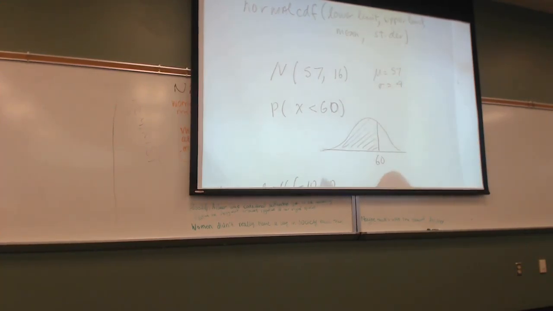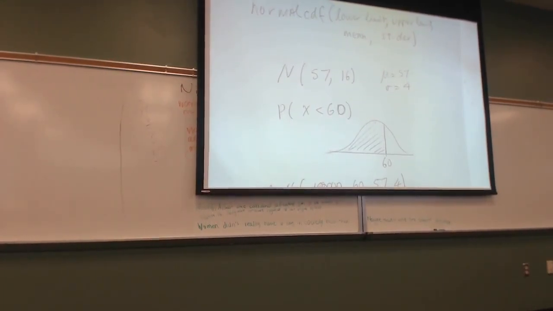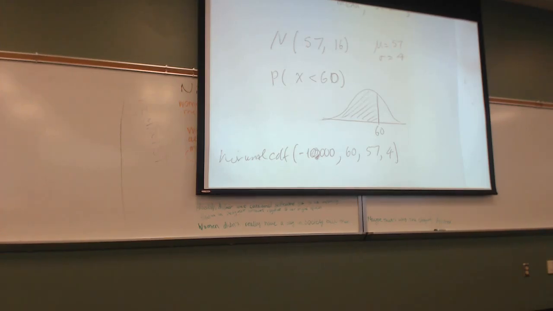So negative 10,000 should be big enough. Negative 10,000. Comma, the upper limit. Upper limit is 60. Comma, the mean, which is 57. Comma, standard deviation, which is 4. And hit enter, and you should get the answer right away. What's the answer? 0.773.